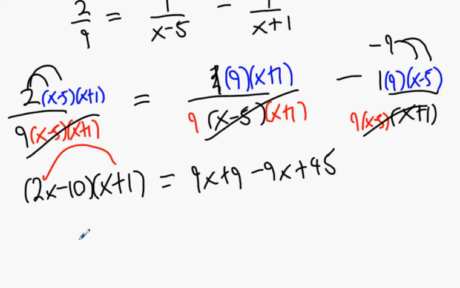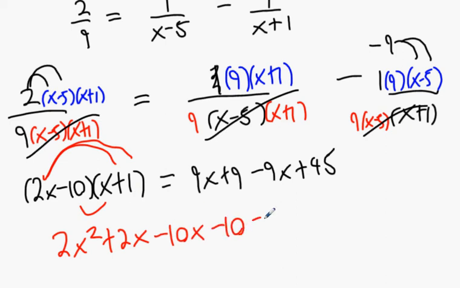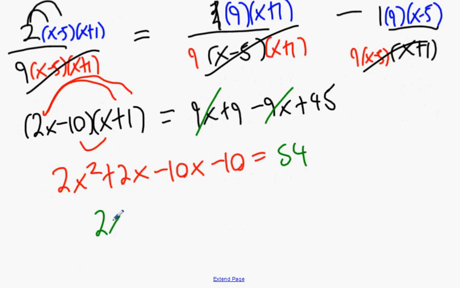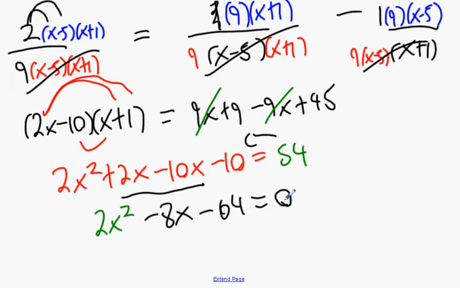So 2x times x, 2x squared. 2x times 1 plus 2x. Minus 10 times x, minus 10x. Minus 10 times 1, minus 10. On the other side, 9x take away 9x, nothing. 9 plus 45, 54. Then after that, 2x squared. What's 2x minus 10x? Then bring the 54 over to your side. Minus 64.